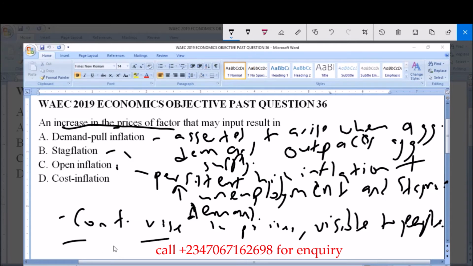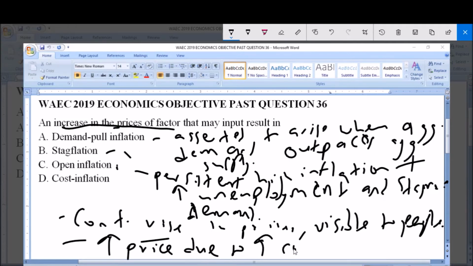Then cost inflation refers to overall increase in price due to increased cost of raw materials. Now in cost inflation, the inflation or rise or increase in price is due to increased cost of raw materials or increased cost of factors as it relates to the production of goods and services.